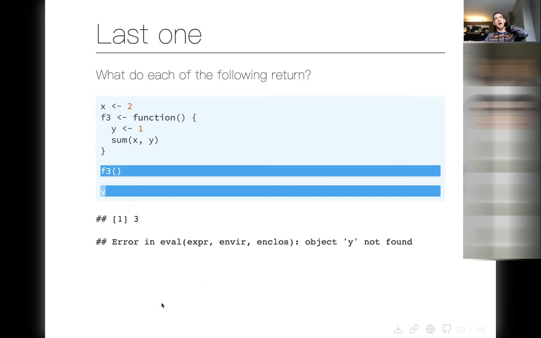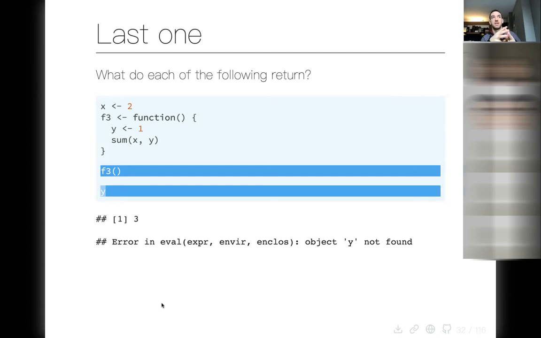The way that I tend to think about it, it's called lexical scoping in R, is that it's going to look in its immediate environment first, so in this case the function. If it can't find that, it's going to go to a broader function.